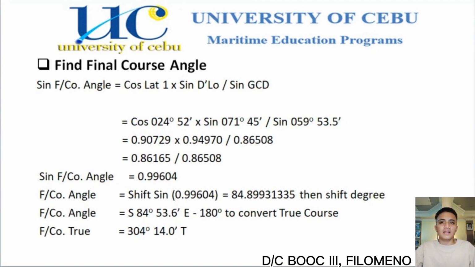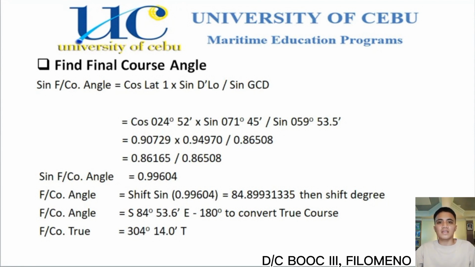Cosine lat 1 is equal to 0.90729. The sine d long is equal to 0.94970, and the sine GCD is equal to 0.86508. So multiply the cosine lat 1 times sine d long. The answer is 0.86165 over 0.86508. So the sine of the final course angle is equal to 0.99604.